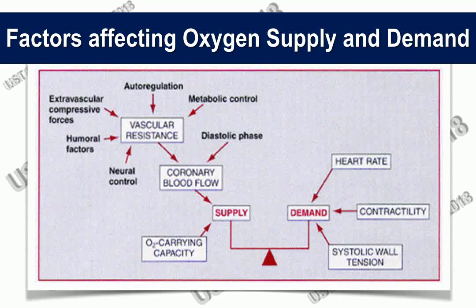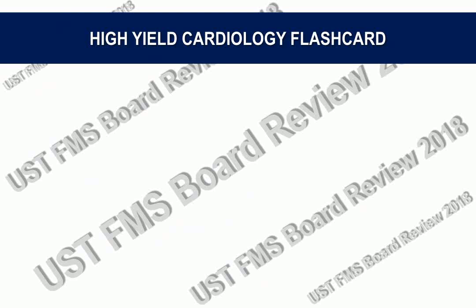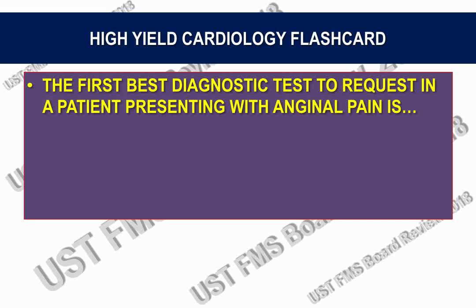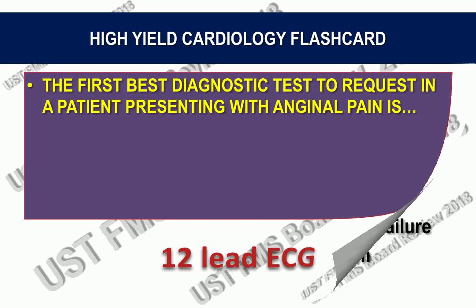On the other hand, demand is contributed upon by the heart rate, the contractility, or the systolic wall tension, which is also affected by the blood pressure. So anything that will increase the heart rate, increase the contractility, or increase the blood pressure would increase demand, and that would affect the oxygen supply and demand and worsen angina. Flashcard. So what would be the first best diagnostic test to request in a patient presenting with angina? This is quite easy, and that's the 12-lead ECG.